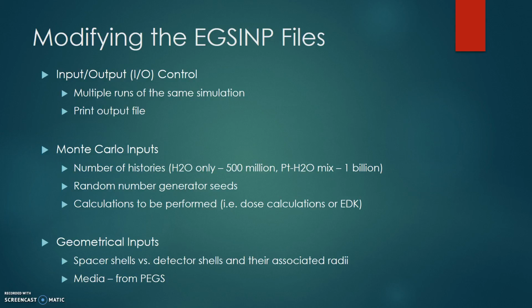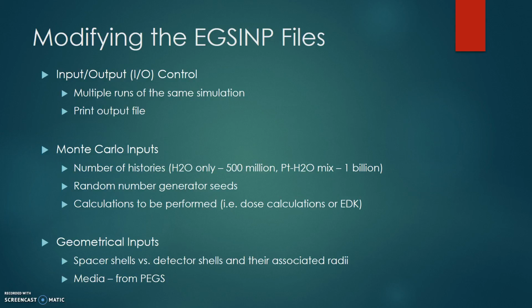The Monte Carlo input section includes 2 inputs for initial random number generator seeds. These were left to their defaults. There is also a choice for which calculations would be performed by this code. Dose calculations were selected for this thesis, though EDK calculations were another option. Next are the geometrical inputs in this section.